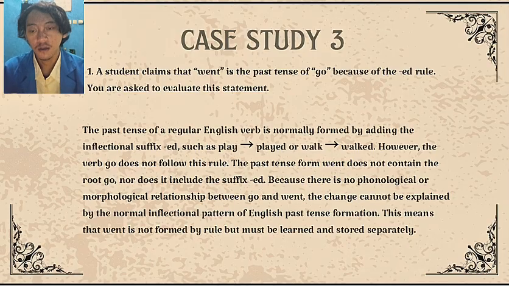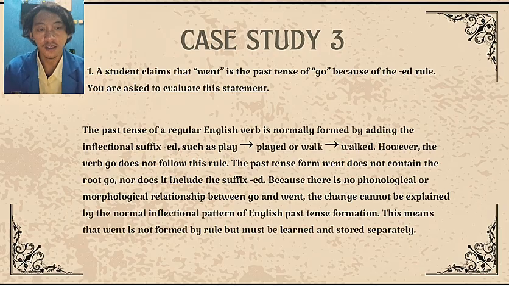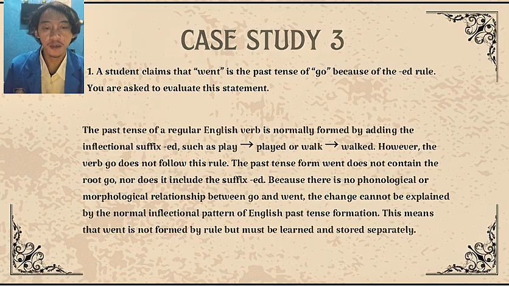Case study 3, number 1. A student claims that went is the past tense of go because of the -ed rule. We are asked to evaluate this statement. The past tense of a regular English verb is normally formed by adding the inflectional suffix -ed, such as play becomes played or work becomes worked.